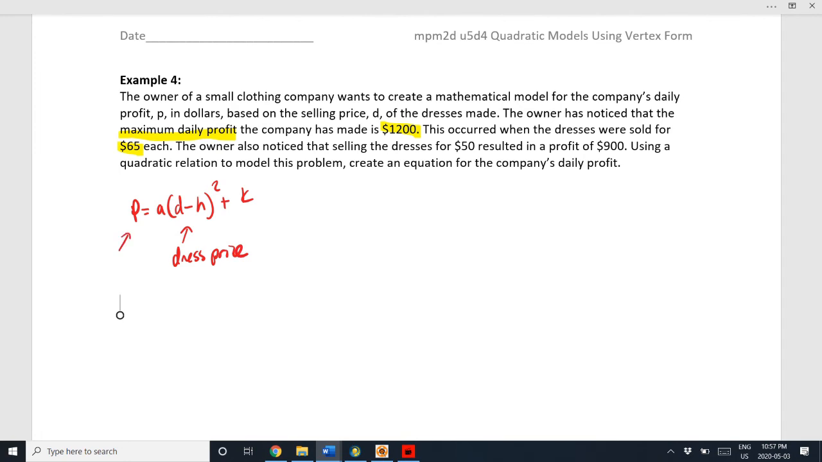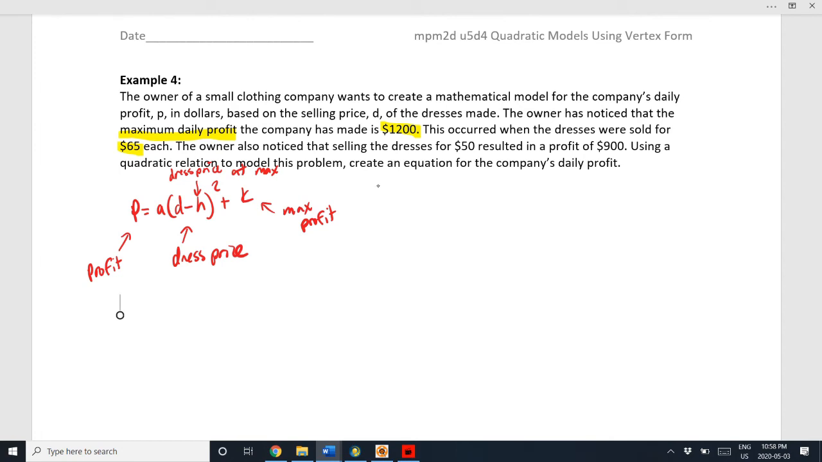This is where we're going to put the profits. H is going to be our maximum, this is going to be our H value, the dress price at max, and this is going to be the max profit here. Okay, so it sets up pretty much the same as we've always been doing.